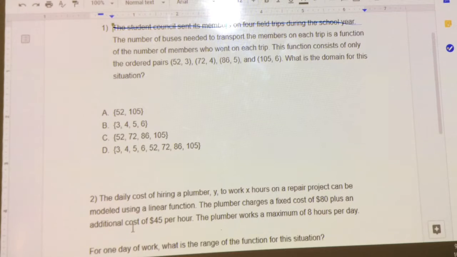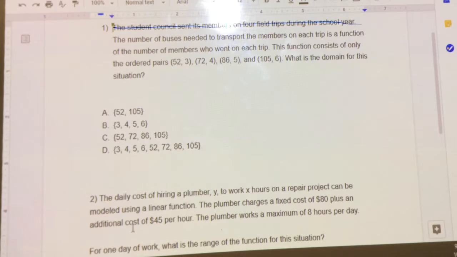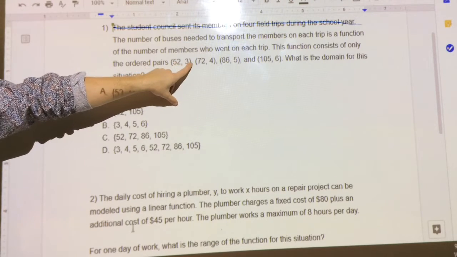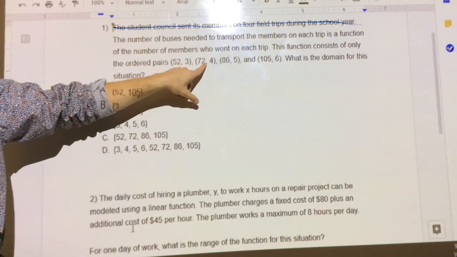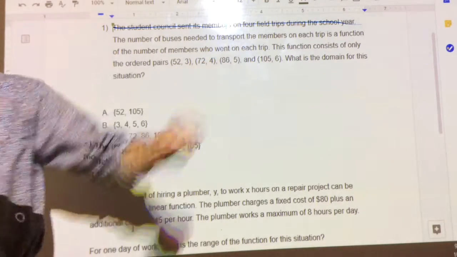Now, before I continue on this problem, I want you to understand what the problem's asking. Students go on a field trip. Okay? X represents the number of students. What do you think Y represents? Number of buses. So here's what it's saying. If there are 52 students, we need 3 buses. If there are 72 students, we need 4 buses. 86, we need 5 buses, and 105, we need 6 buses.